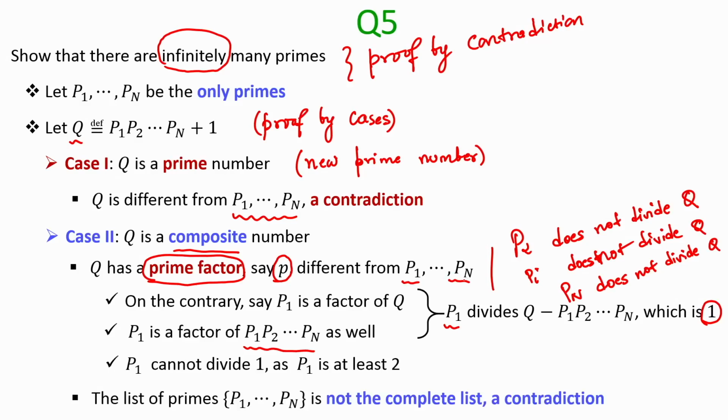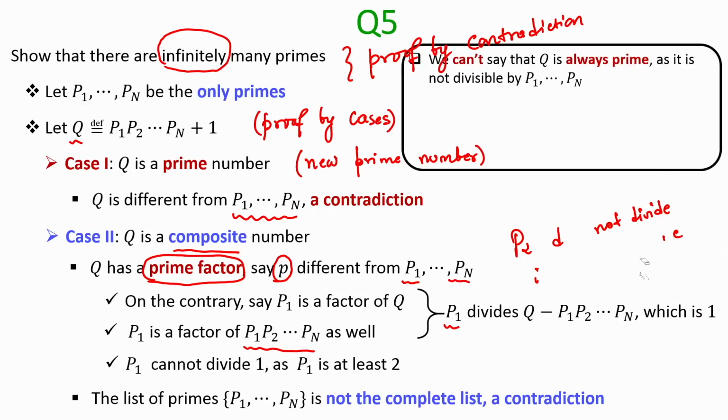That again shows that I am missing a prime number p in my listing of prime numbers. That means my list of prime numbers p1 to pn, which I assumed, is not the complete list. So, that is a contradiction I get in case 2, right.